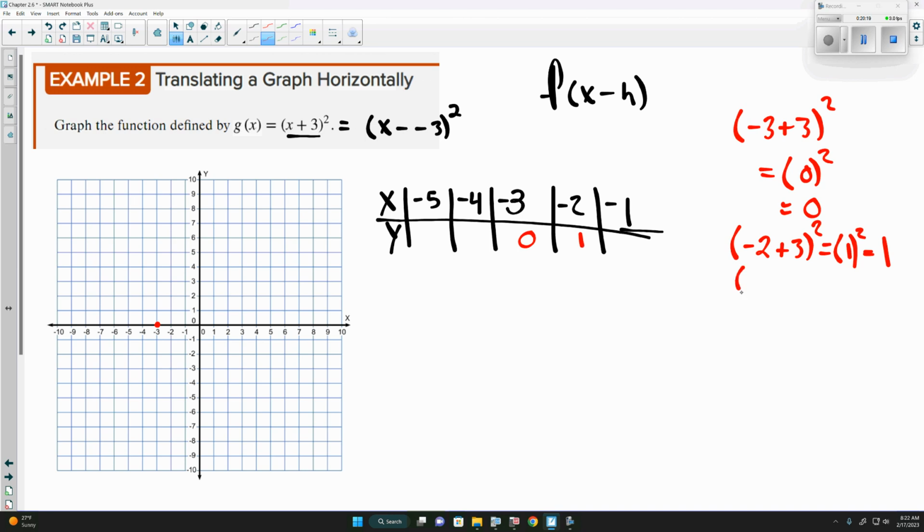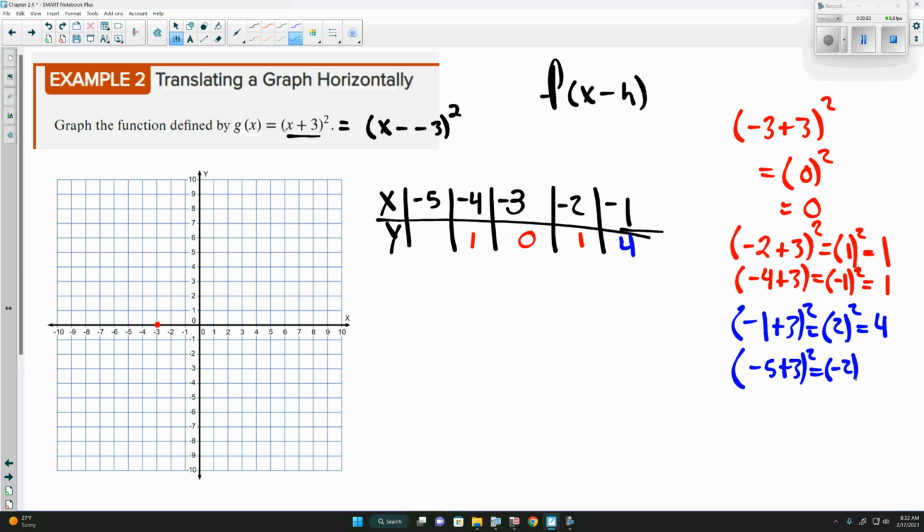We can do the same thing with -4. -4 plus 3 would be -1 squared, which is 1. And as we see here, the y values to either side of that are the same. Now, we can move on to -1. So -1 plus 3 squared is 2 squared, which is 4. And lastly, -5 plus 3 squared is -2 squared, which is, interestingly enough, 4. Now in the ALEKS program, we can plot it: -5, 4, -4, 1, -2, 1, -1, 4.